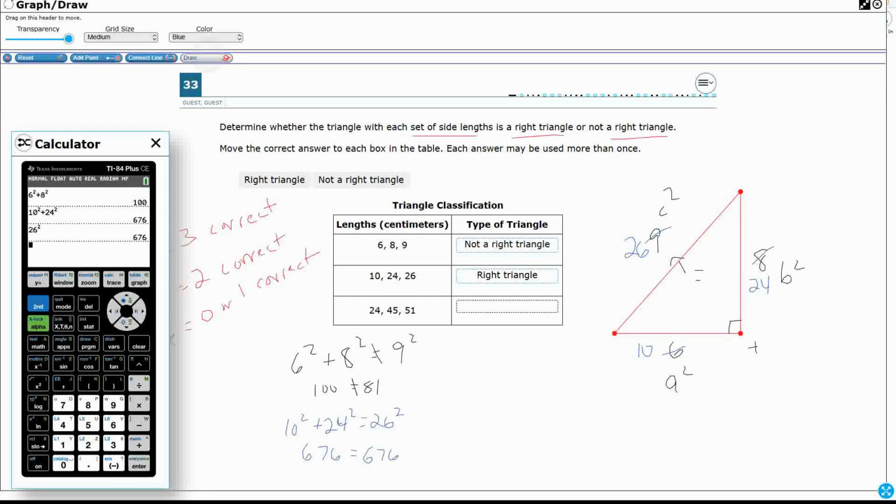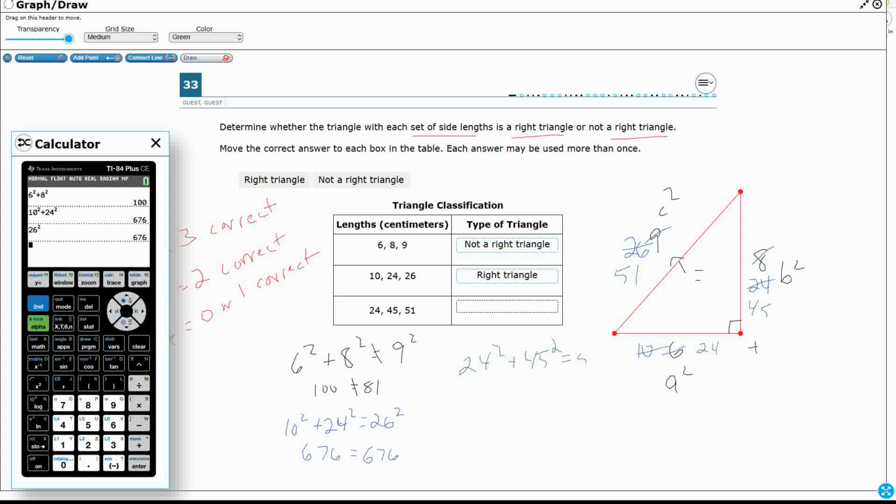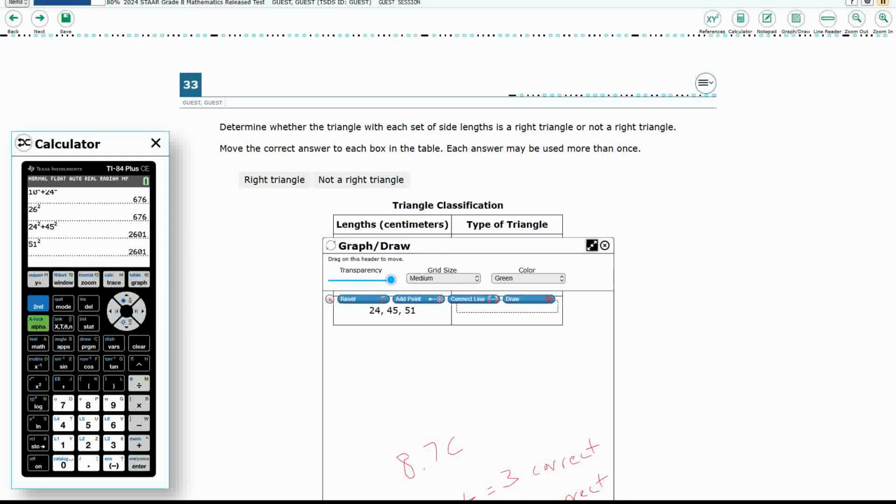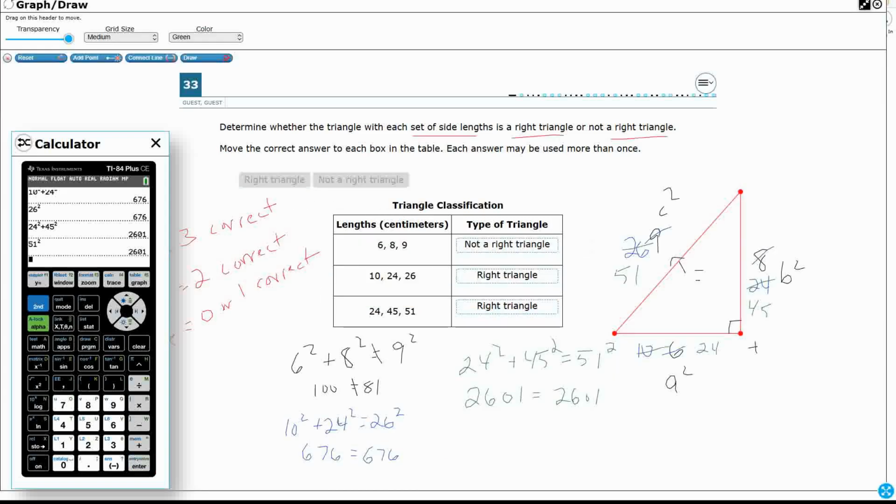And then let's look at our last one here. And we can look at 24 and 45 and 51. So the question is does 24 squared plus 45 squared equal 51 squared? So 24 squared plus 45 squared, 2,601. What is 51 squared? Same thing, 2,601. All right, so that is a right triangle. So that is going to be our correct answer set. Not a right triangle, right triangle, right triangle.